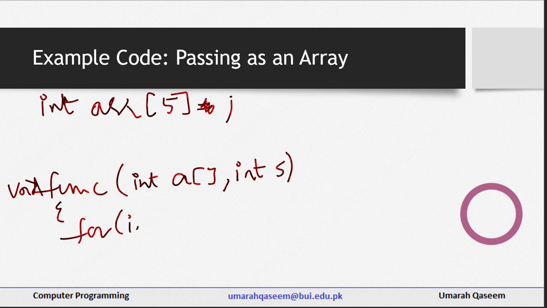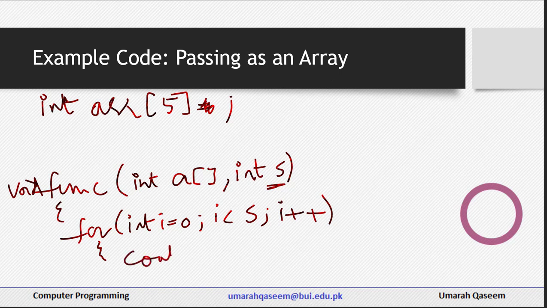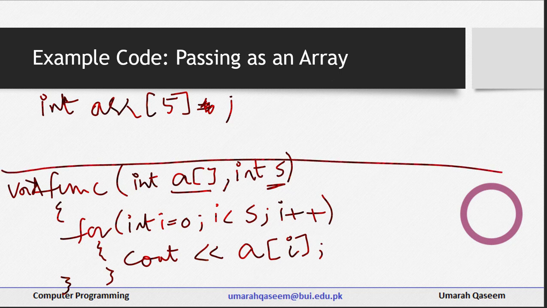So what I'll do is add a for loop: int i equals 0, and i is less than this s, i plus plus. To display it, I'll just write cout. The name of the array is a, so I will write a, and then index i, and then a semicolon. So let's say this is it. Now this is the function, and this is our main program before it.